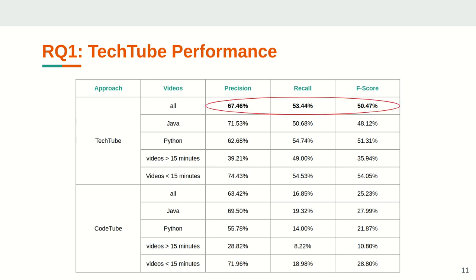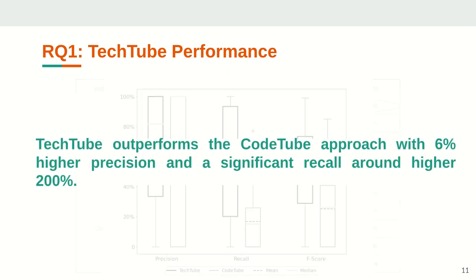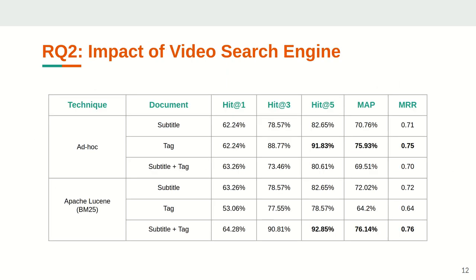As shown in the table, TechTube provides video segments with 67% precision and 53% recall, which outperforms CodeTube with higher precision and higher recall. In summary, TechTube outperforms the CodeTube approach with 60% higher precision and over 200% higher recall.